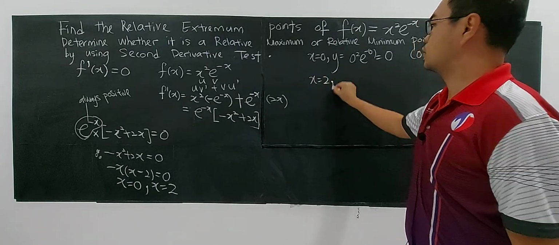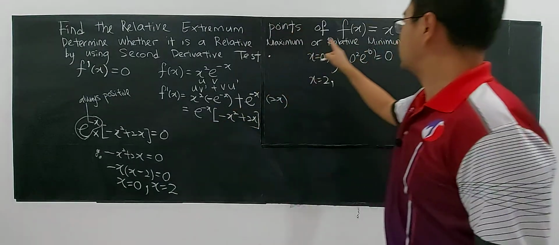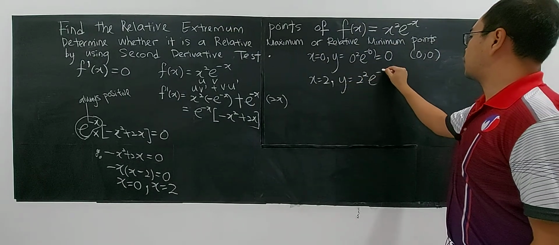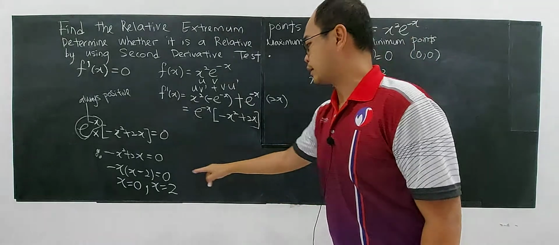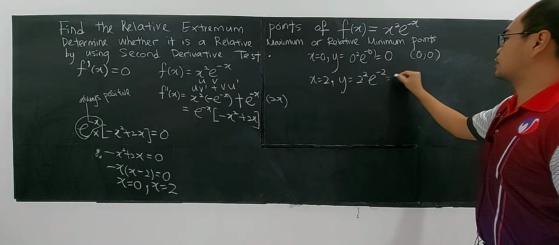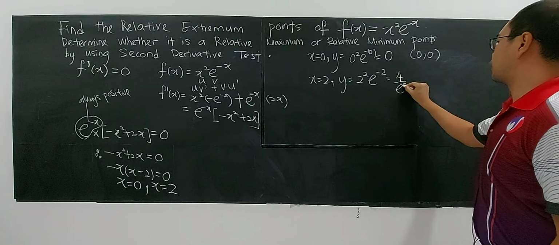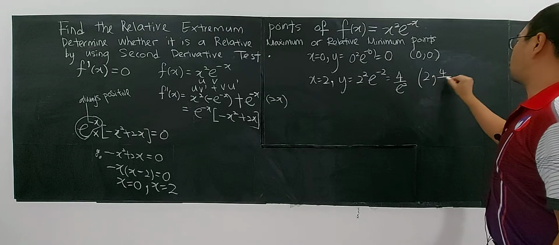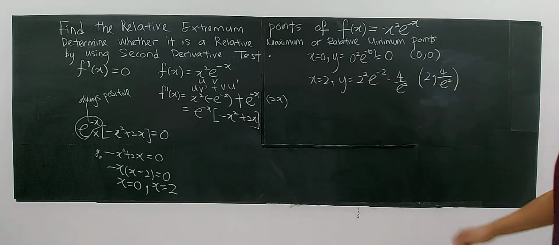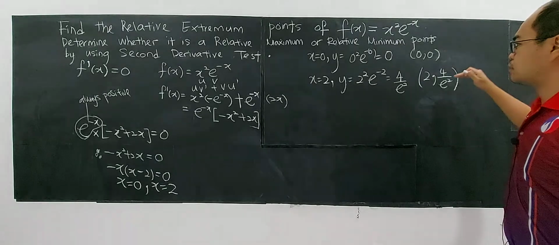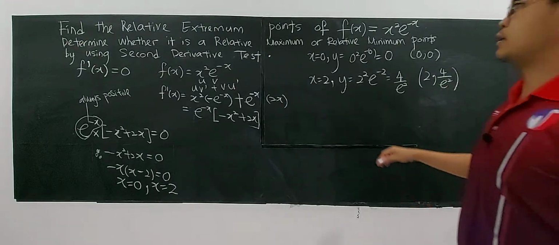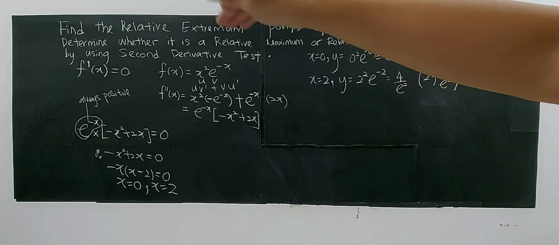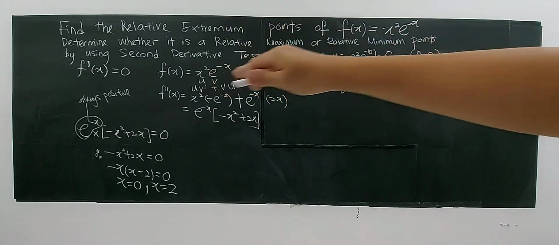When x equals 2, y will be 2 squared times e to the power of negative 2, which gives 4 over e squared. So the other coordinate is (2, 4/e²). For now, you don't know whether this is a maximum or minimum. You have already found the relative extremum points. In this case, they are stationary points.